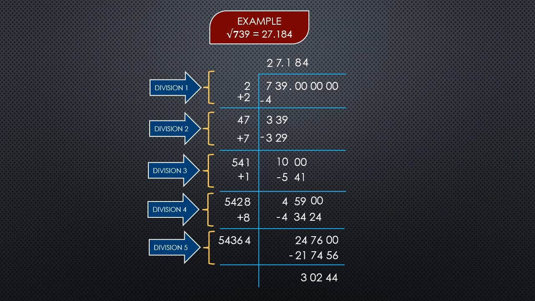This is how it looks after completing the long division process. To derive each digit of the square root value, we have to complete a division each time by deriving a new divisor and a new dividend. In our example, to get each digit of the square root value 27.184, we have to complete 5 divisions. Each time we have to derive a new divisor and new dividends.